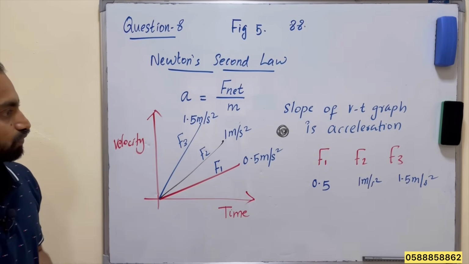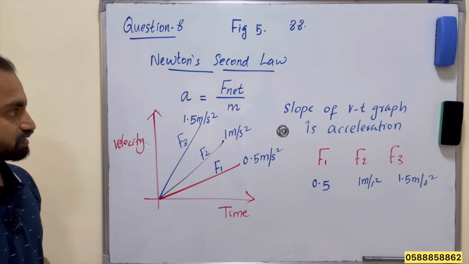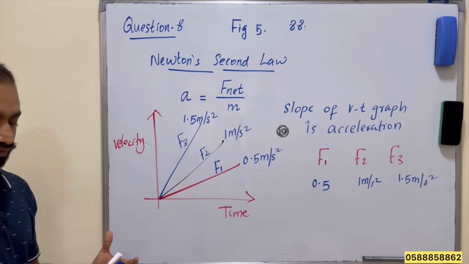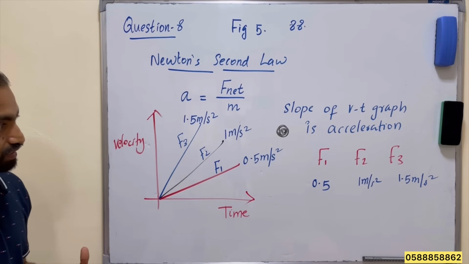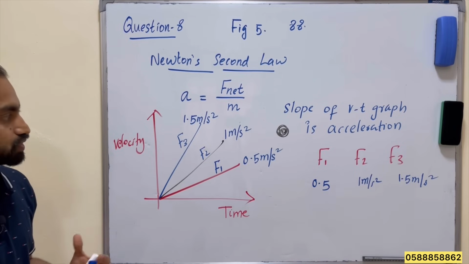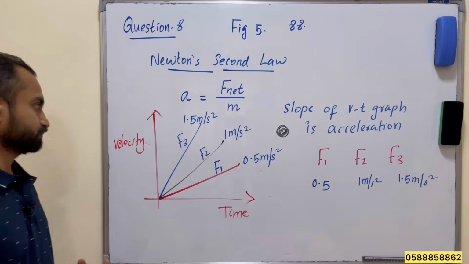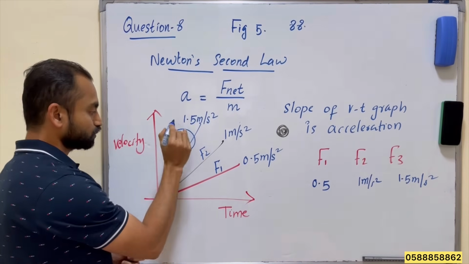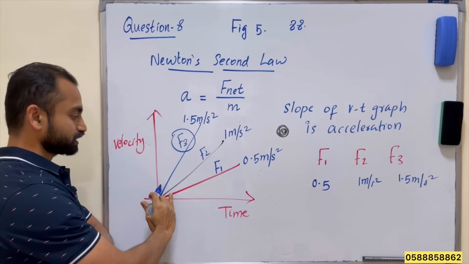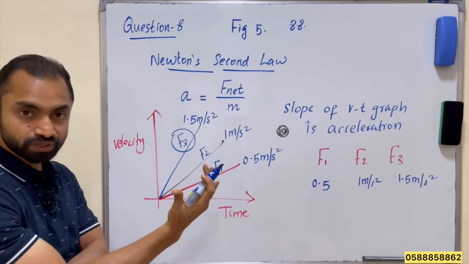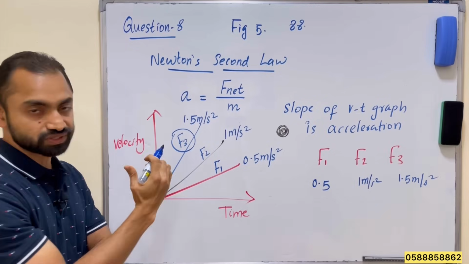The greatest force is the one with the greatest acceleration. If the force is greater, acceleration will be greater. So which force is the largest force here, the biggest force here? F3 is the biggest. How do we know? Because it has greater acceleration, or we can say it has greater slope. Slope of velocity time graph is acceleration.